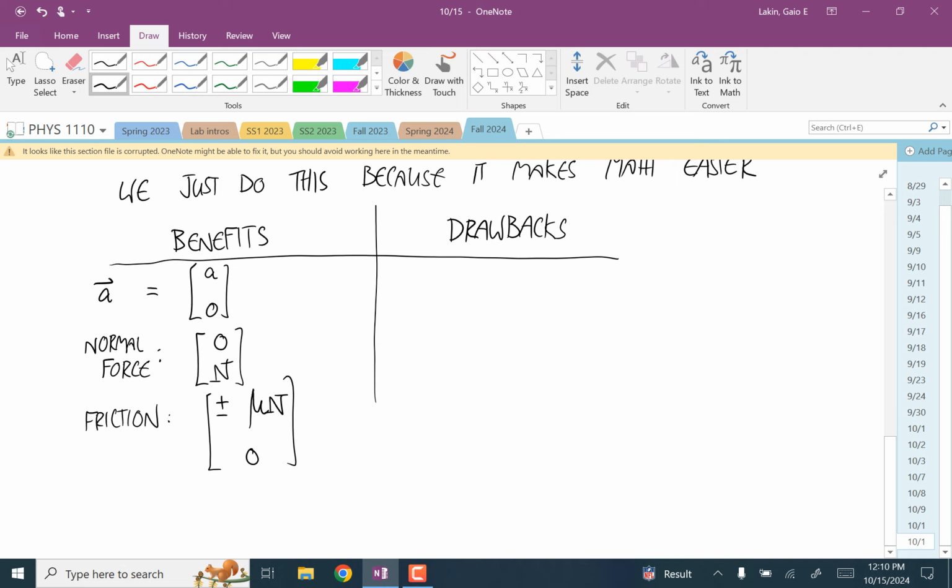But the one drawback is that the weight force, if you use the standard coordinate system, is always really simple, right? It just acts in the negative y direction. But now this is going to be mg times the cosine and sine of some angle. So I'm going to write this as mg times the cosine of some angle phi, mg times the sine of some angle phi.